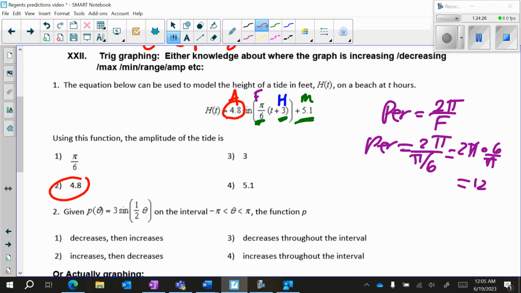period. They might ask you for the maximum, which is midline plus amplitude. They might ask you for the minimum, which is midline minus amplitude. They might ask you for the range, which is maximum to minimum. What else? I feel like that's it.